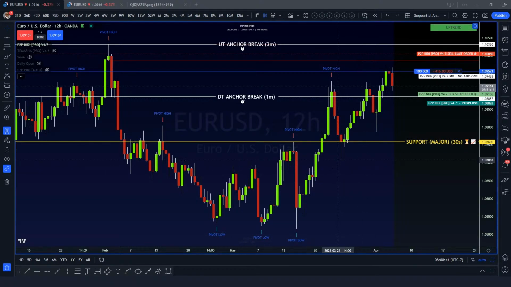Hello, everyone. I'm just going to be going over the euro dollar trade. I was originally shorting this, and I was shorting it from here, but it gave me an uptrend signal. I think I had right here an uptrend anchor break. So when that passed this level here, that's when it actually closed above that. So that's when I was thinking, oh, they might continue up.